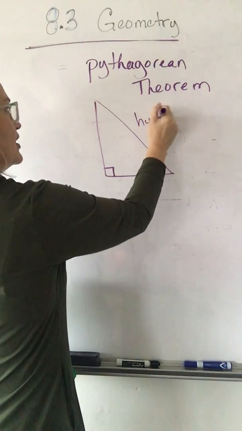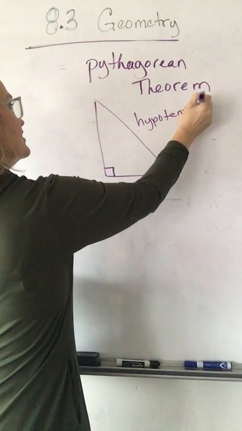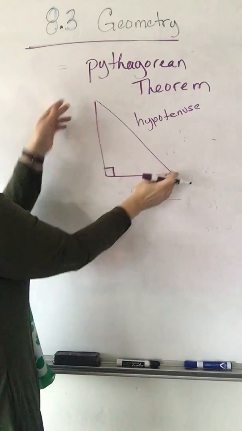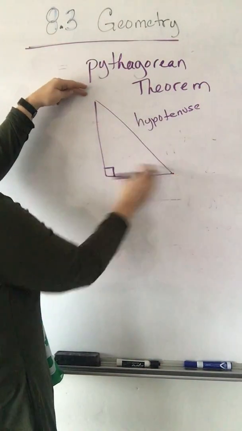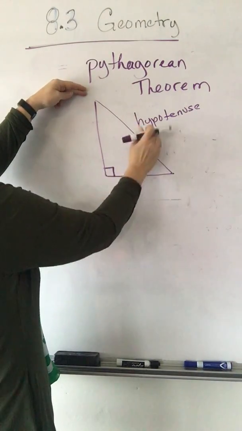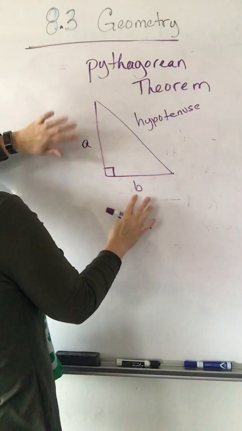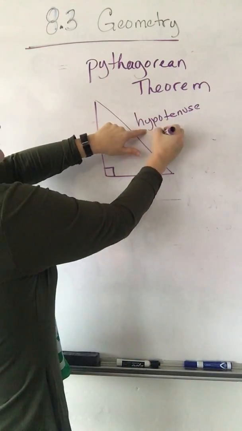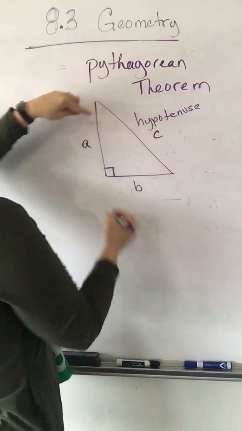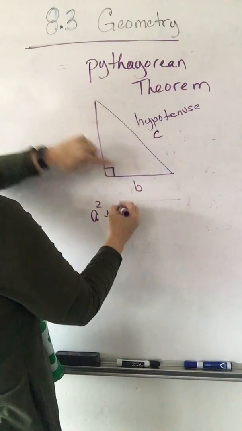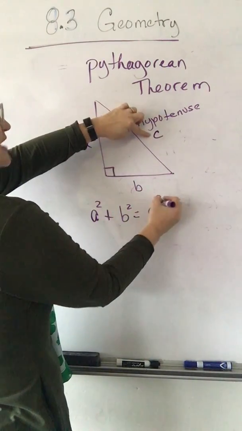We call this the hypotenuse. The longest side, distance between these 2 points, is the hypotenuse. It's always across from the right angle, so the hypotenuse squared. So we can call these A or B, doesn't matter which one, but the hypotenuse is always labeled C. And the formula says A squared plus B squared always equals hypotenuse squared.